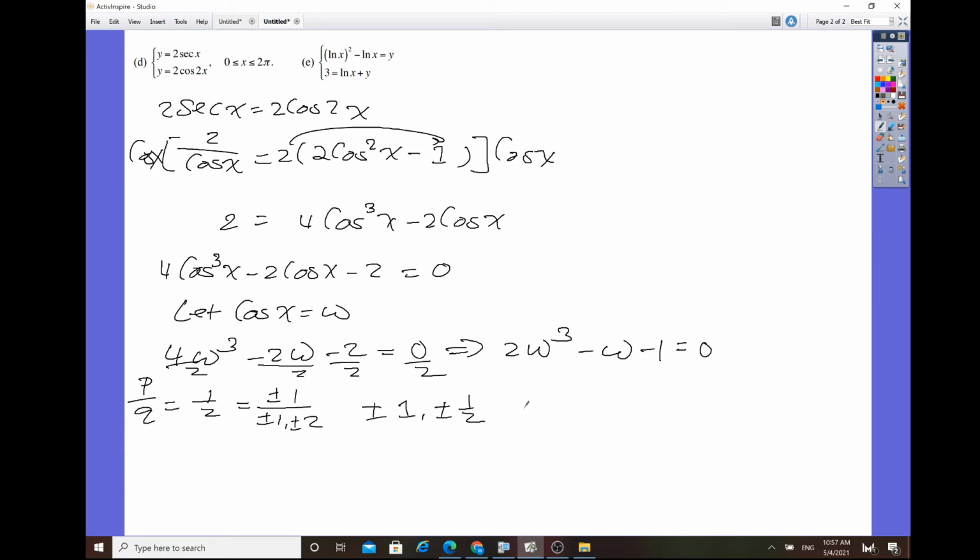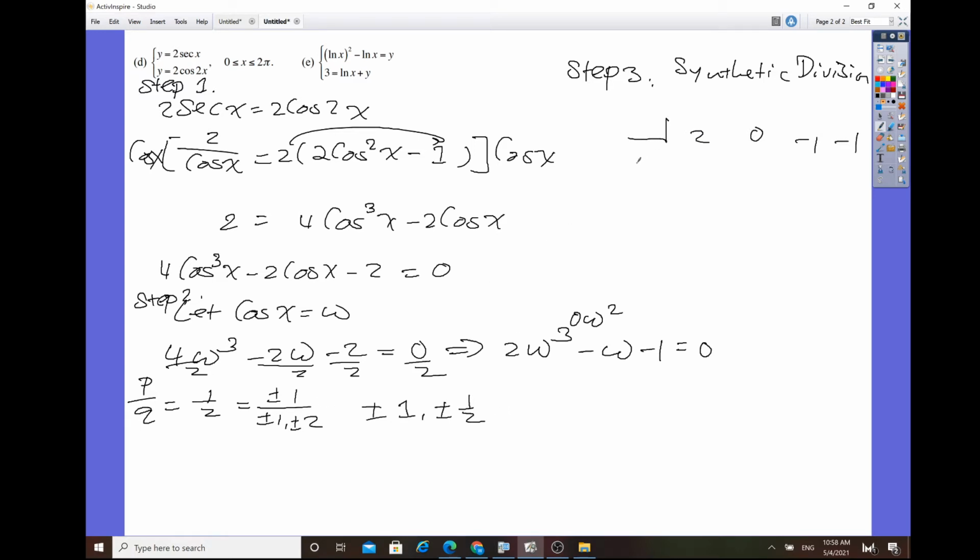Okay, so from here, using synthetic division, step 1 is isolating that, and step 2 is making it a polynomial. Step 3: use synthetic division to find the actual zero. What we found here is 2, then 0 because w squared is missing, then negative 1, negative 1. Let's start with the first attempt. Let's say w is 1.